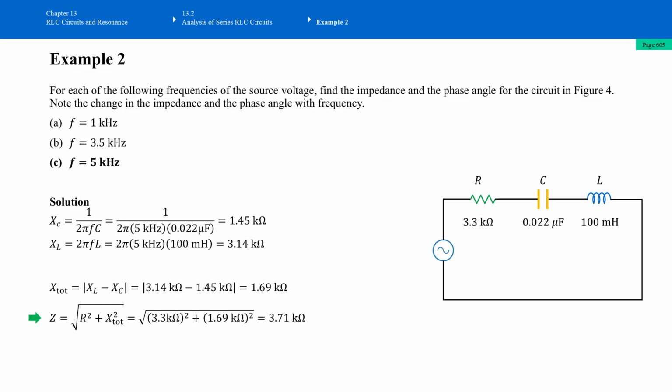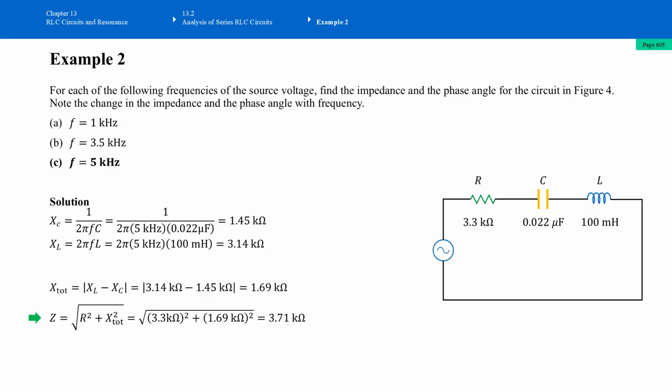Let's find the impedance. We use the square root of R squared plus X total squared, equals the square root of, and then R squared is the same number, same resistance, 3.3 kilo ohm squared, plus the X total, 1.69 kilo ohms, squared, and that equals 3.71 kilo ohms.